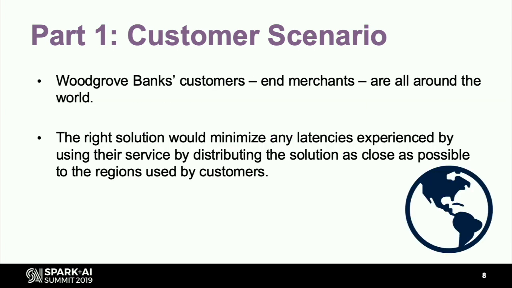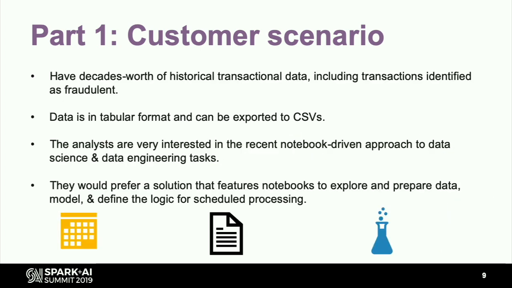Woodgrove Bank's customers are end merchants. They're all around the world. Like I said, the right solution should minimize any latencies experienced by using this service. To train the models, if anybody has worked on training models, you need some good classified data. The customer does have this data, and we can assume that they have historical transactions flagged as fraudulent or not, in a tabular format in CSVs, which we can export and use to train our models.